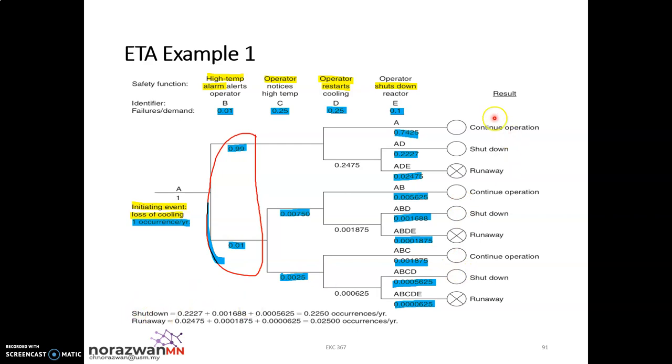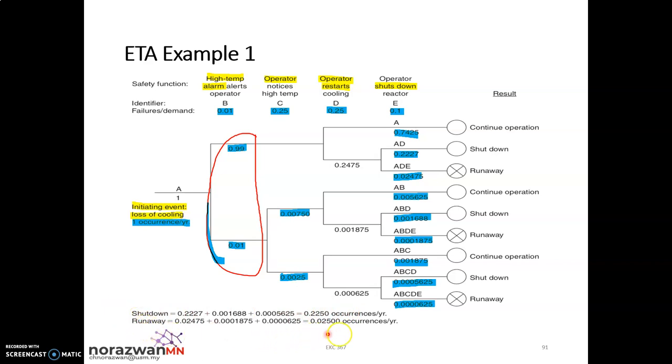So after you have all your results, then you can calculate your event frequency for shutdown and runaway. For shutdown, you just sum up all your shutdown events: 1, 2, 3. So 0.22, 0.01, and 0.005. Then you have your shutdown occurrence per year. This is your event frequency. So for the total event tree analysis, you have 0.225 occurrence per year for the shutdown condition, meaning that in every 5 years at least there is one occurrence of shutdown.